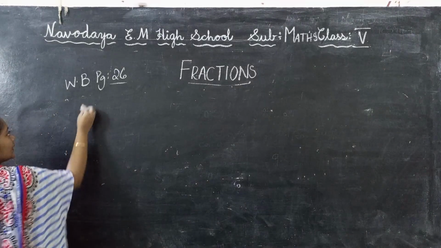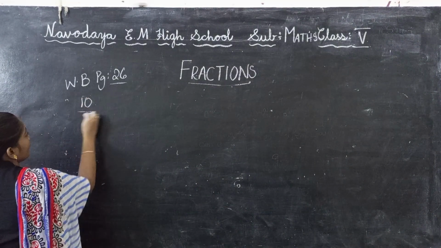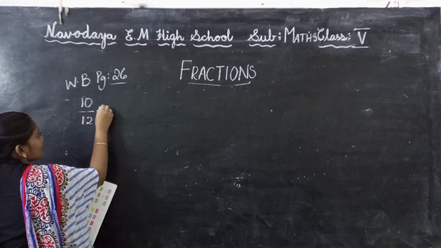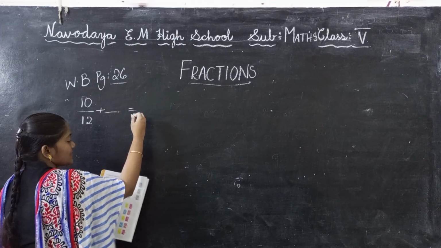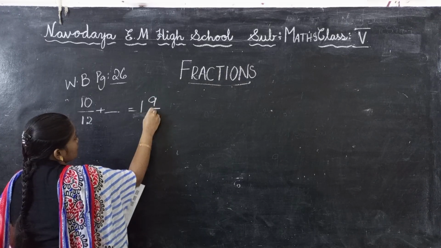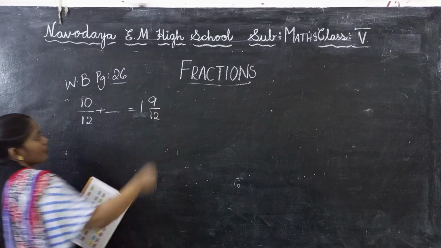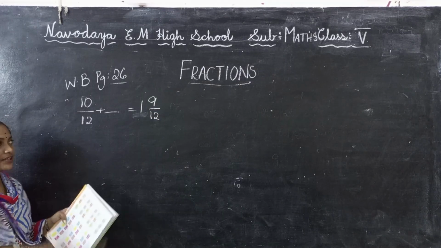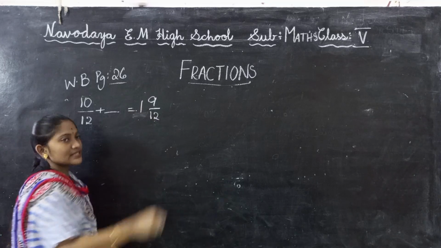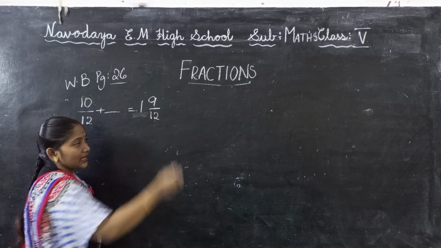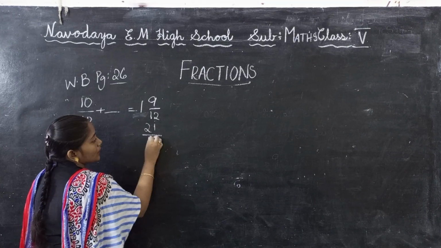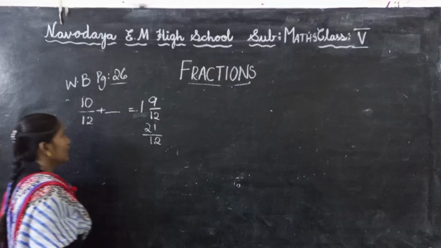First one is 10 upon 12. 10 upon 12 plus how much I have to add, and the answer they give is 1 9 upon 12. 1 9 upon 12 is in the form of mixed fraction. So 12 ones are 12 plus 9, it's 21. What is that? 21 upon 12.